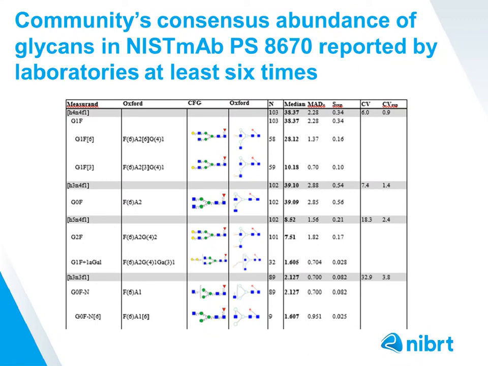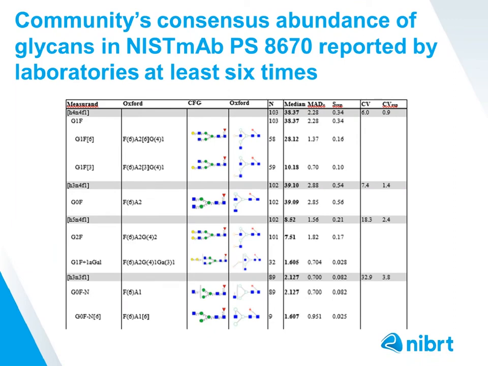Also in this publication there is a series of tables which provide all of the different consensus values that were reported in this study. I'm only showing you the very beginning of the table, but for example, the most highly identified glycan in this study was G1F, and this G1F contains one fucose residue and one galactose residue. Every single lab, 103 reports, correctly identified this G1F structure, and the median value is approximately 39% of the sample contained this structure, G1F.